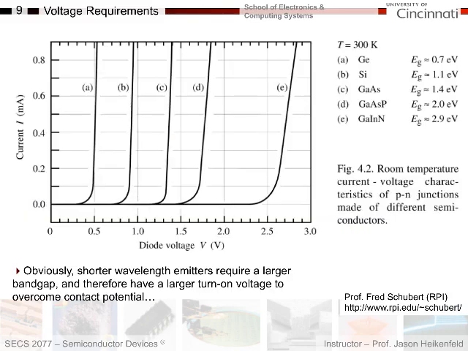In terms of voltage requirements for LEDs, that's also easy. This is diode current versus diode voltage for a bunch of different semiconductors. And so you can see as you increase your band gap energy, the voltage required to turn these diodes on increases because you have to overcome contact potential. And so you can quickly see that you can get your emission wavelength for a diode, and that's going to somewhat track with the required turn-on voltage for the device to kick on.